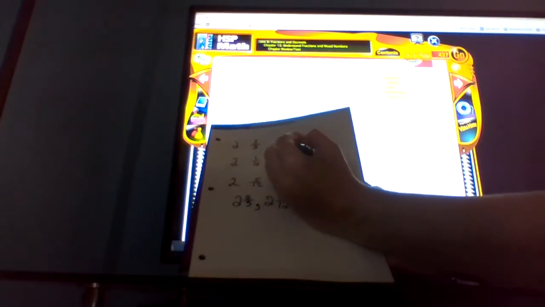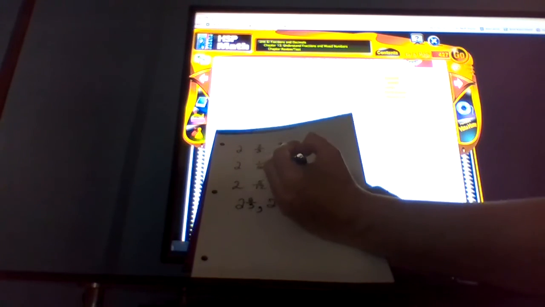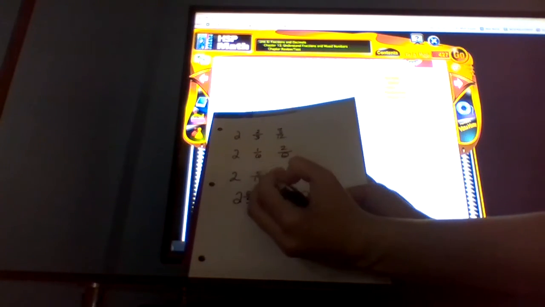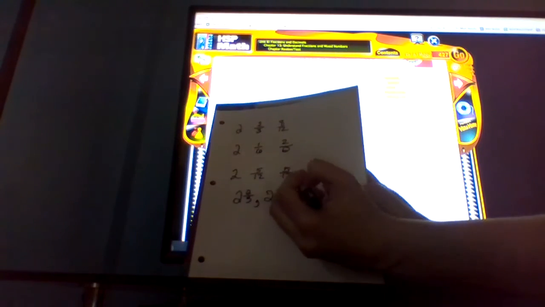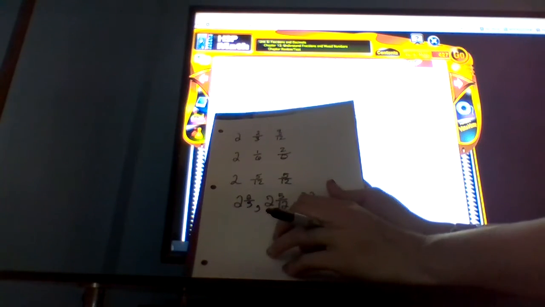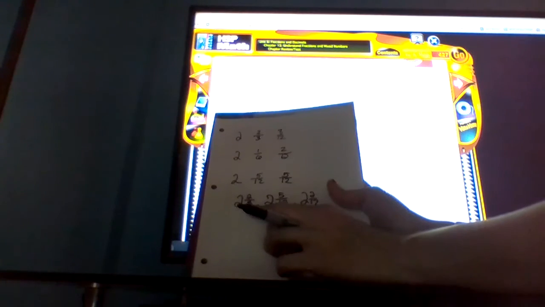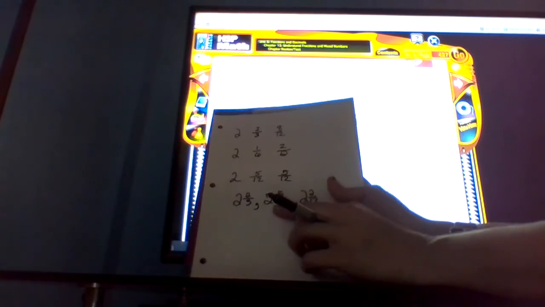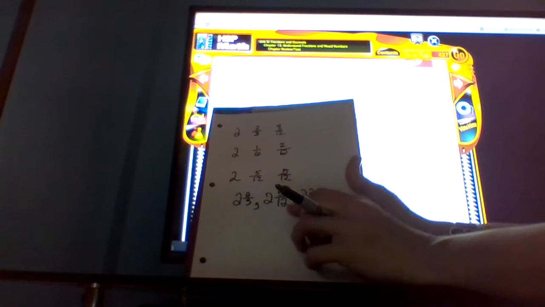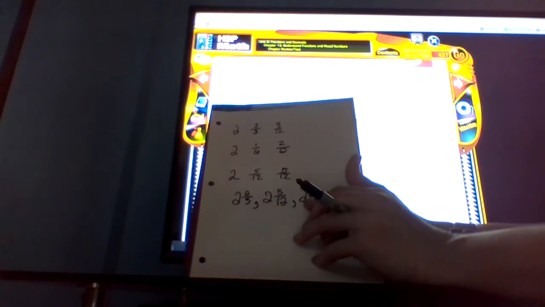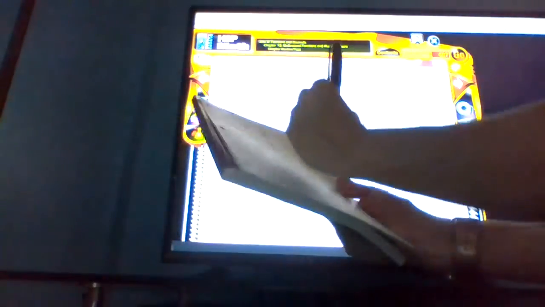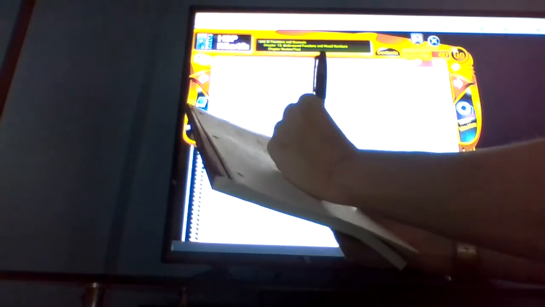Okay, so did you change 2 2/3 to 8/12? 2 1/6 became 2/12, and 2 5/12. We didn't have to change it because we already had our denominator. So from greatest to least, you should have written 2 2/3, followed by 2 5/12, and then finally our smallest is, oh, I didn't write it the way I should have. 2 1/6. I'm sorry. Your smallest is 2 1/6.